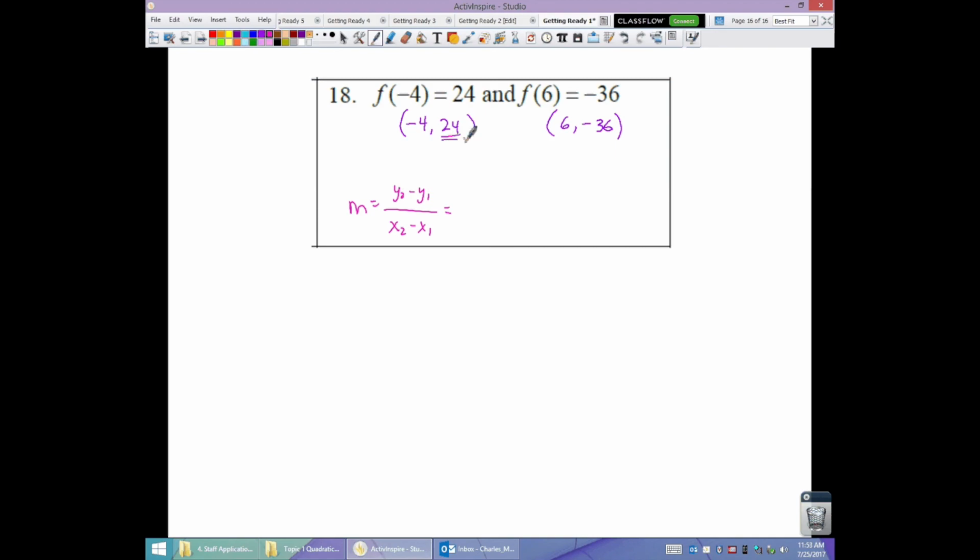So my y values are 24 and -36. I'm going to do them in just that order. 24 minus, and then this negative sign, -36. Then the denominator must start with the corresponding x, so -4 minus 6. Well, these two negatives become addition. 24 and 36 is 60. -4 minus 6 is -10. And 60 over -10 is -6.